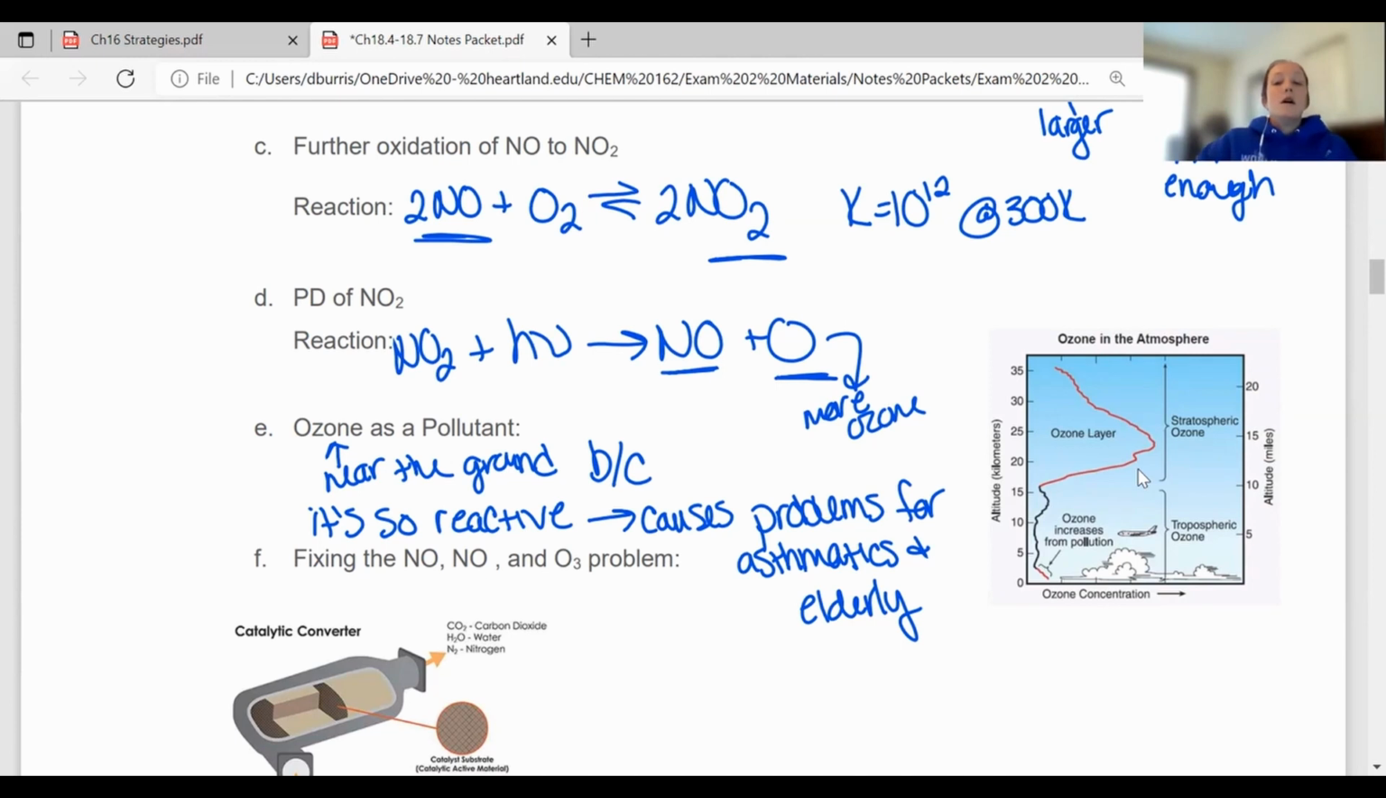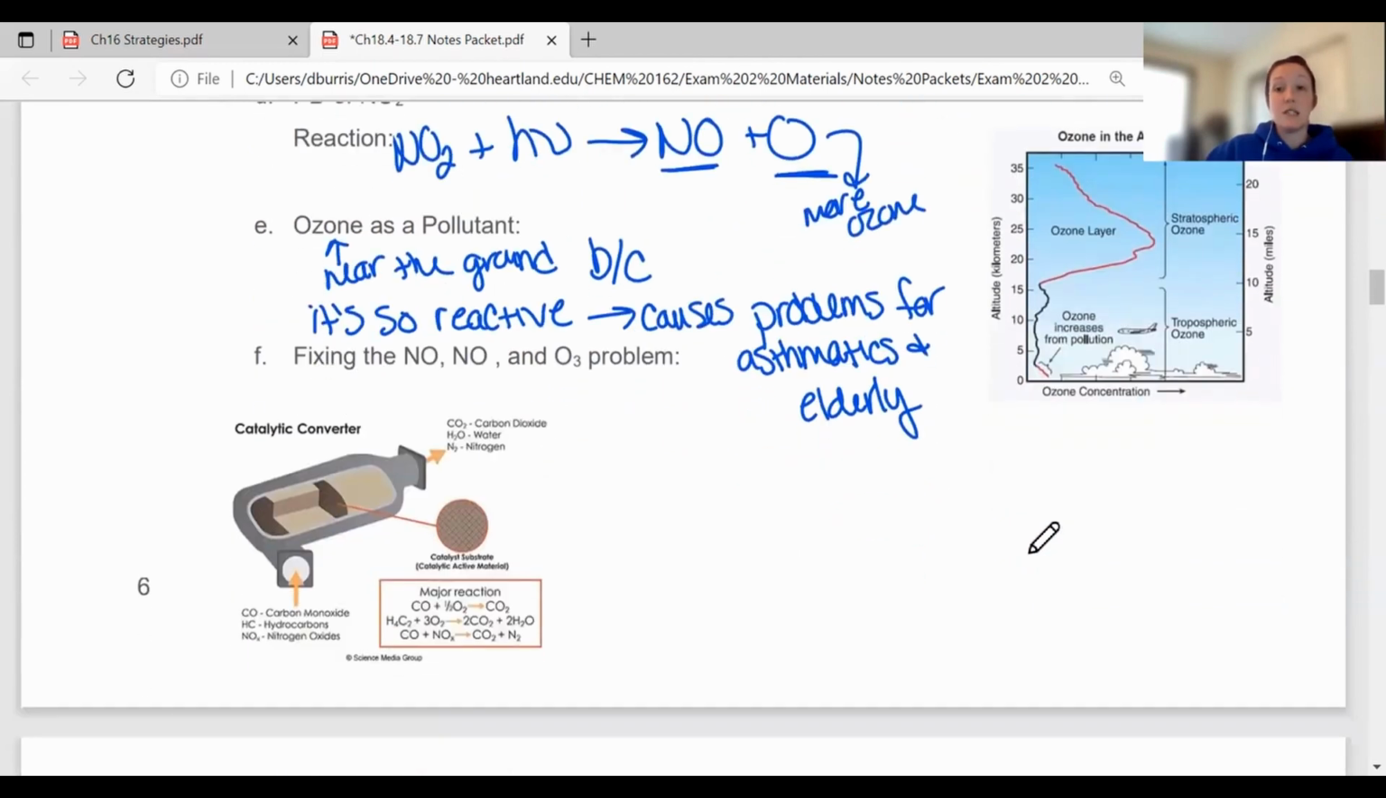Stop. Okay, so NO making O3. We got problems with NO2, we got problems with NO, we got problems with ozone. But we kind of do have a fix for this, and you might know what this is. This is called a catalytic converter. You're required to have these in your car. What they do is convert these things that we don't want, these carbon monoxide, these unreacted hydrocarbons, these nitrogen oxides that we were just talking about, into things that are not so problematic.